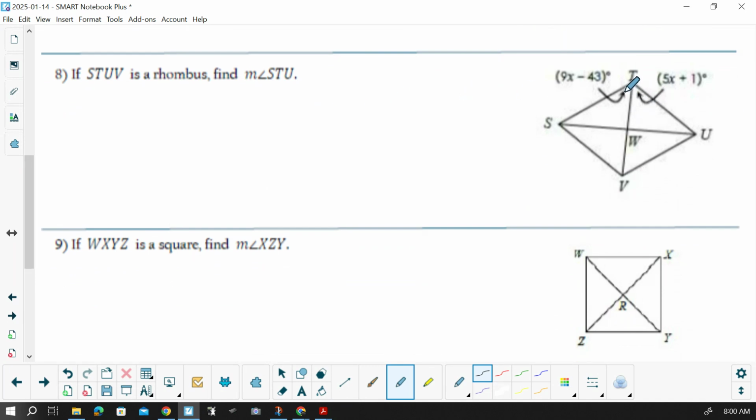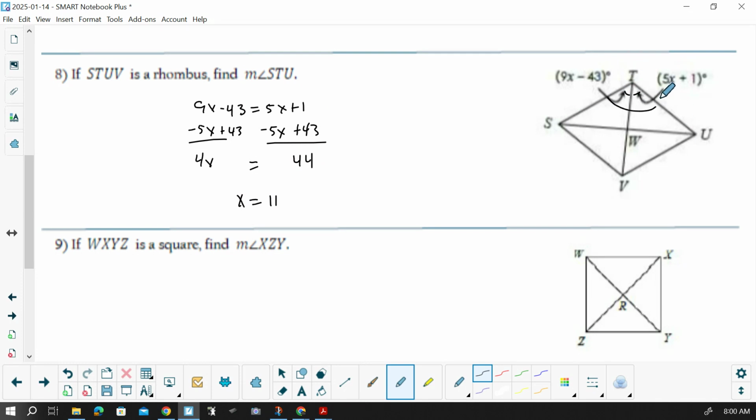Number 8. It's a rhombus, so these two angles that are right next to each other are equal to each other. So 9x minus 43 is equal to 5x plus 1. Subtract 5x from both sides. 9 minus 5, 4x. Oh, you know what? While I'm at it, since I'm getting rid of the 5, let's go ahead and add 43 to both sides just to save some space. That's 0 equals 44. Divide both sides by 4, we get x is 11.